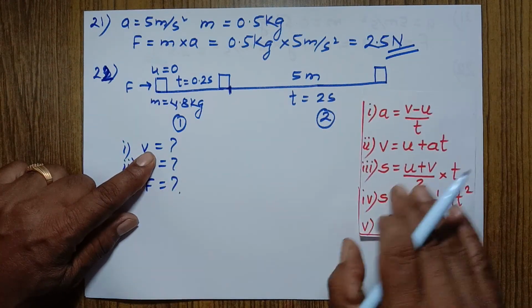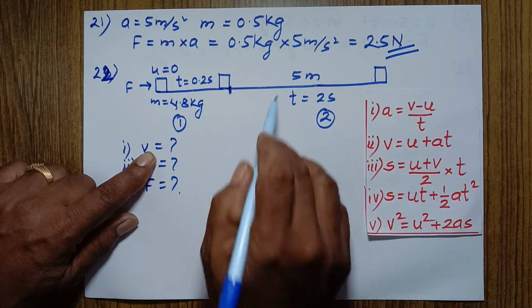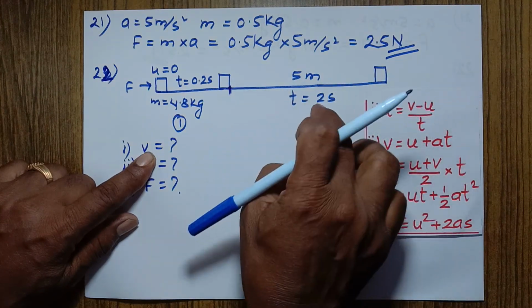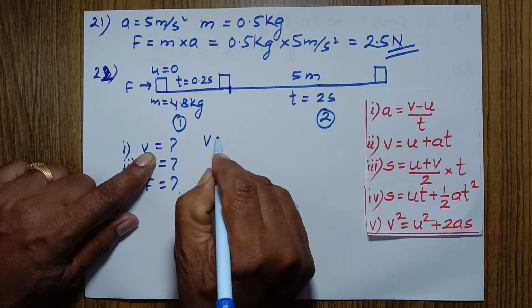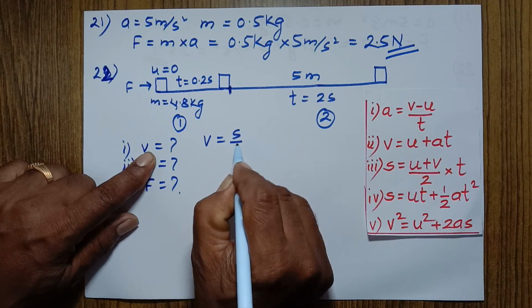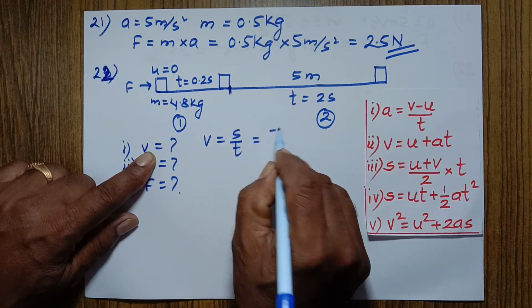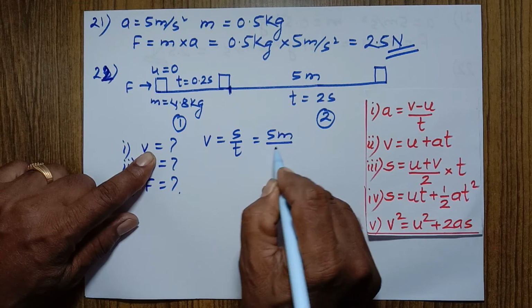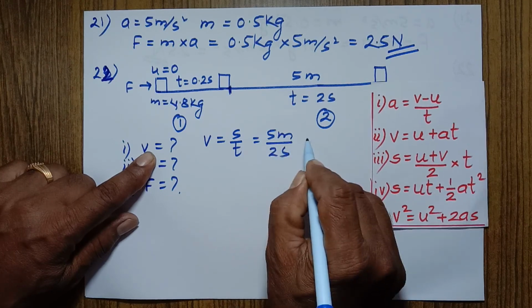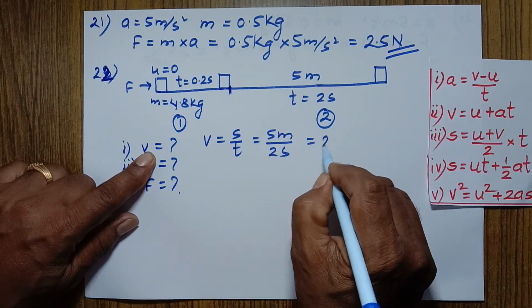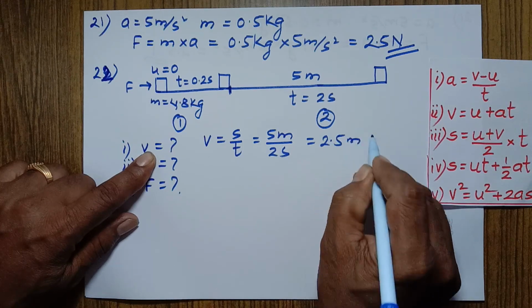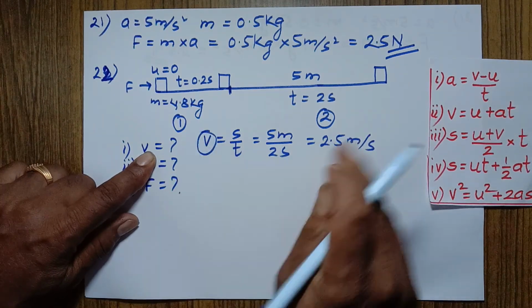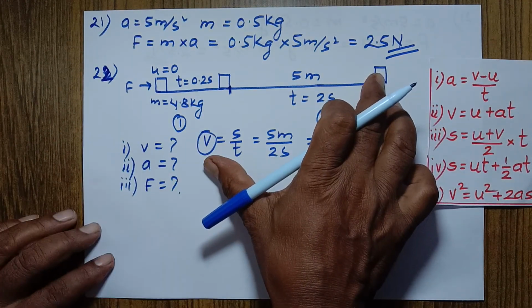We don't have to use the equation here because 5 meter distance is covered in 2 second time. That's why normally we know that velocity equals distance by time, and this is equal to 5 meter and time is 2 second. If 5 is divided by 2, we will have 2.5 meter per second. This is the velocity gained by the body.